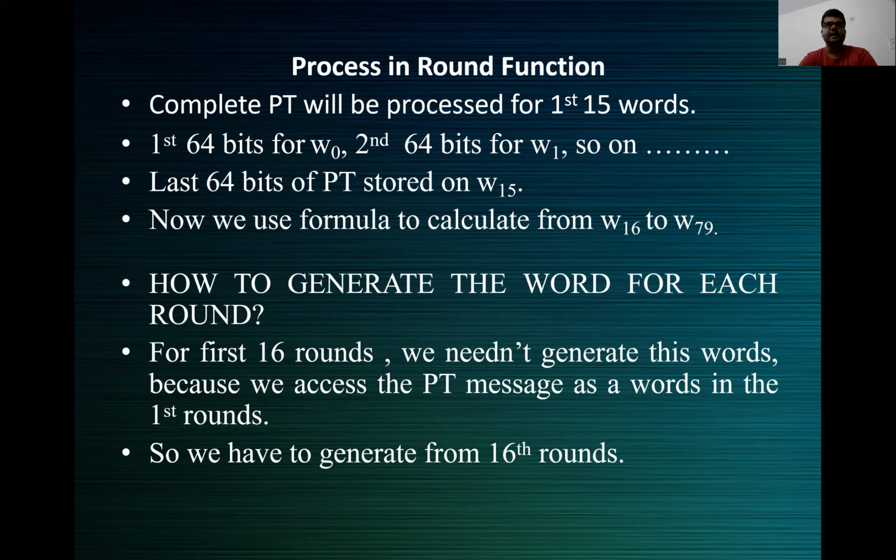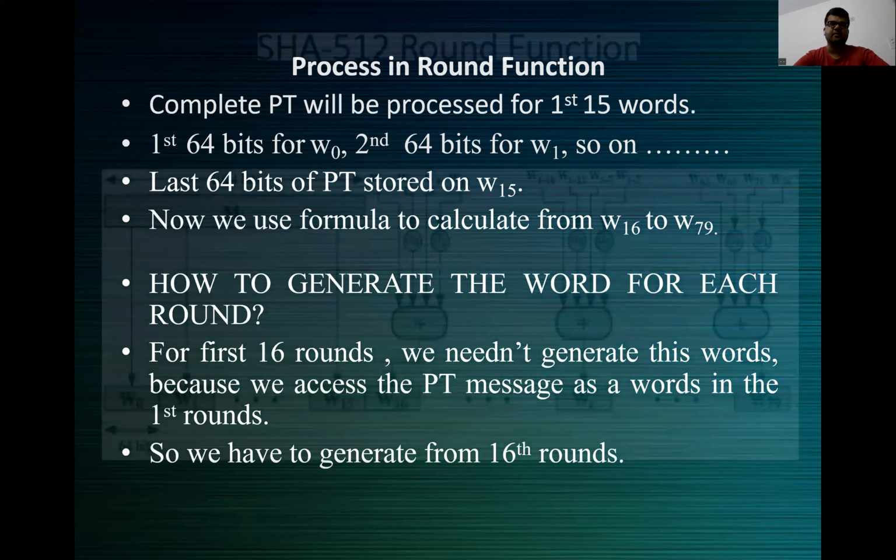So moving on to the next slide, the complete PT will be processed for the first 16 words, with the first 64 bits for W0, the second 64 bits for W1, and so on. The last 64 bits of PT are stored in W15. So now we use a formula to calculate W16 to W79, and now we are going to talk about how to generate the word for each round. For the first 16 rounds, we needn't generate these words because we access the PT message as words. So we have to generate from round 16.